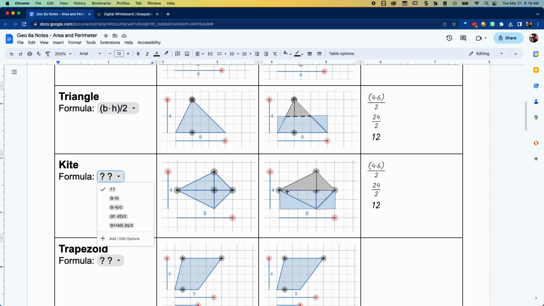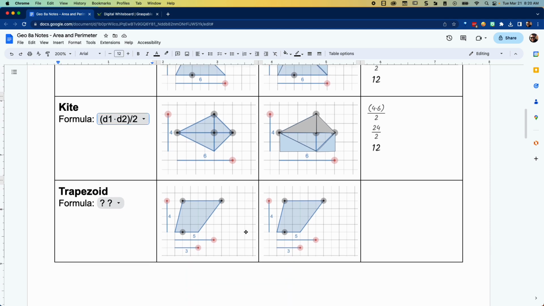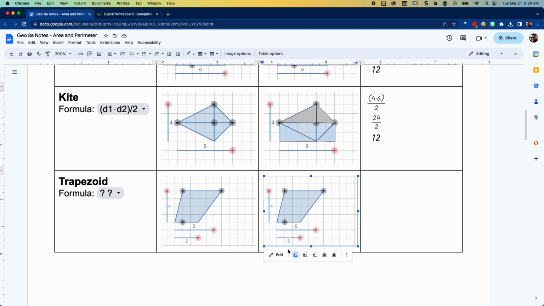More commonly, though, because we refer to these lines that are cutting across a kite as diagonals, you'll see it written as diagonal 1 times diagonal 2 divided by 2. But to me, it's the same as base times height divided by 2. All right, let's look at a trapezoid.